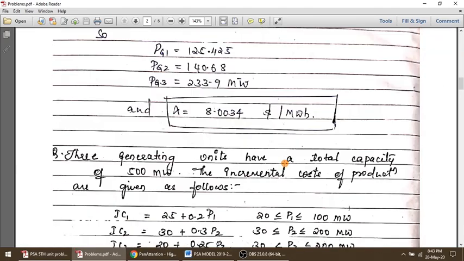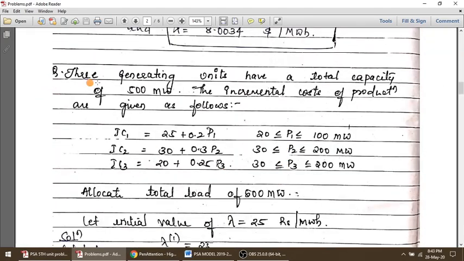Coming to the next problem, this is the problem statement. Here we have the generator limits also. So now we will see how to solve problems when generator limits are included. Before going to the question, I'll just explain the basic gist of the overall procedure.